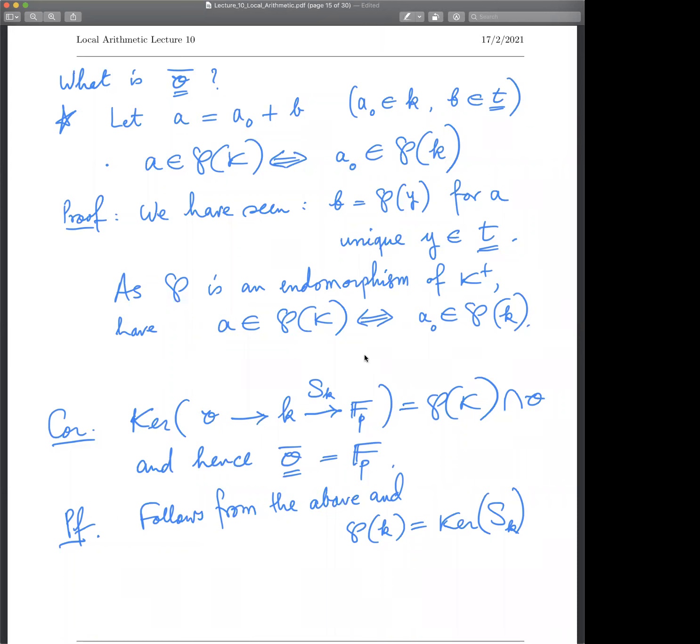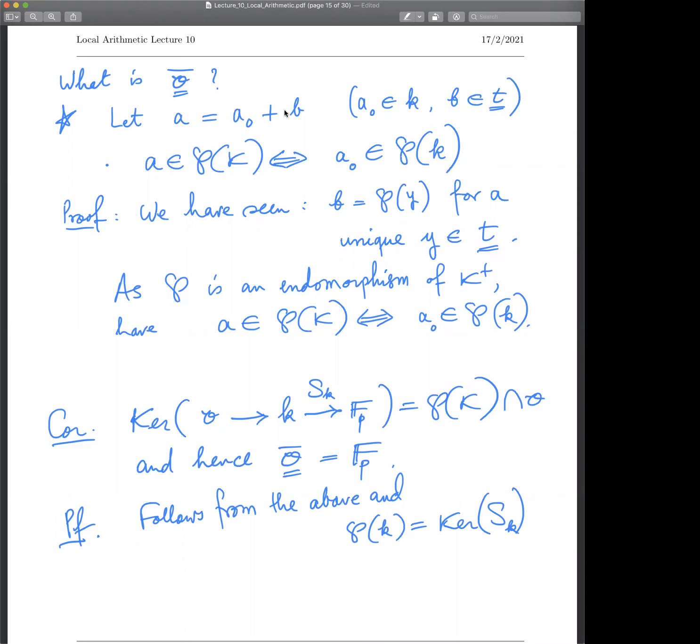Okay, if there are no questions, let me continue. Let me compute the image of O bar. So take an element A in O, so it will look like A naught plus B, where A naught is a constant and B is in the ideal T. So A is going to be in the image of P if and only if this A naught is in P of k, little k. So that's a claim, and here's the proof.